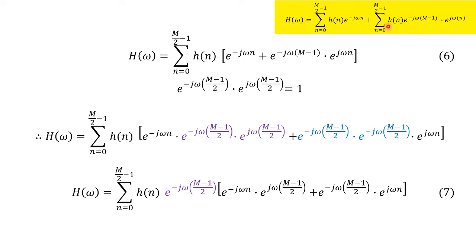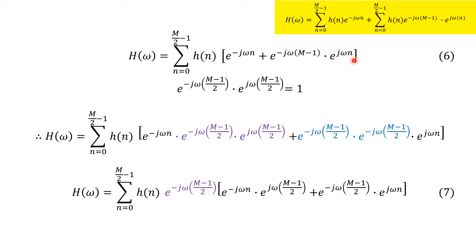Now in this expression, we can observe that some parts are common to both of these summations. The summation range is common, and the term h of n is common in both of these two. So we can take that as a common factor. Taking that as a common factor, we can write H of omega is equal to summation n equal to 0 to m by 2 minus 1, h of n as a common factor. Remaining is the exponential part from both the parts: e to the power of minus j omega n plus e to the power of minus j omega of m minus 1 into e to the power of j omega n.